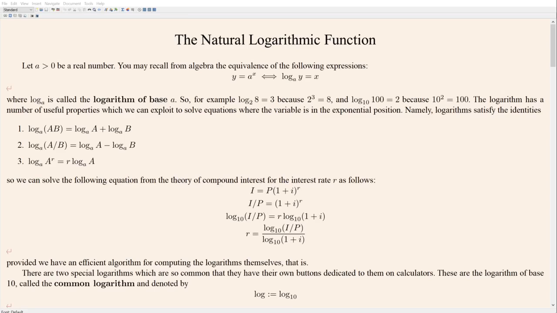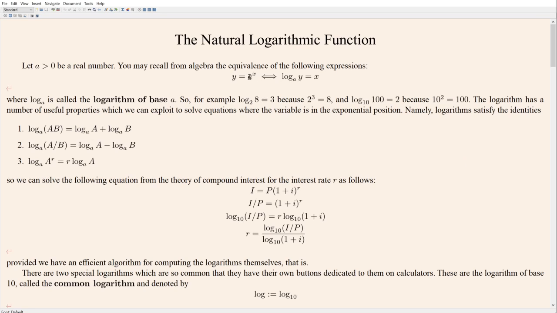So today we're going to talk about the natural logarithm, and specifically its role in calculus. So remember from algebra the following equivalence.